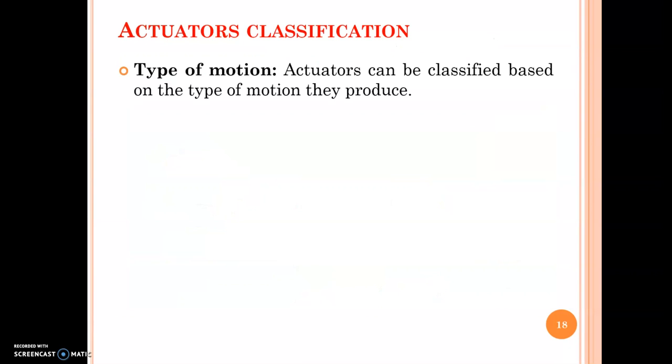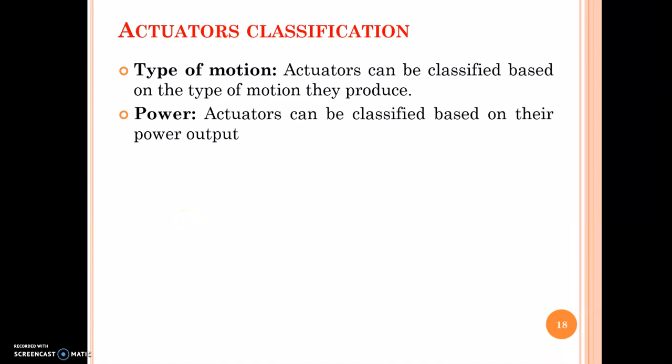Now we have seen the classification of the sensors, but actuators also vary greatly in function, size and design. Some common ways by which I can classify actuators: the first is the type of motion. An actuator can be classified based on the type of motion they produce, for example linear motion, rotary motion, or 1, 2, 3 axis motion. Then power: actuators can be classified based on their power output, for example high power output, low power output, or micro power output.